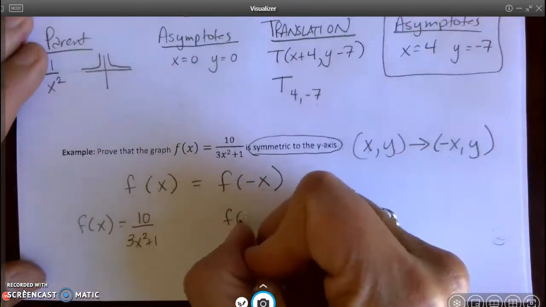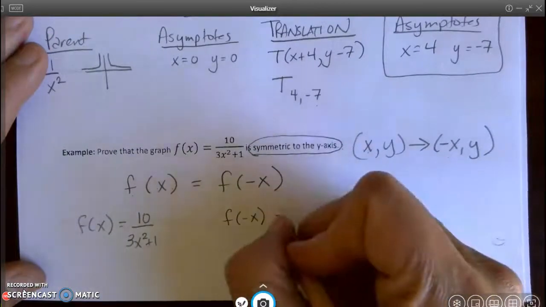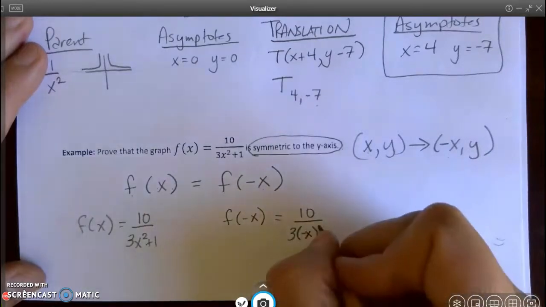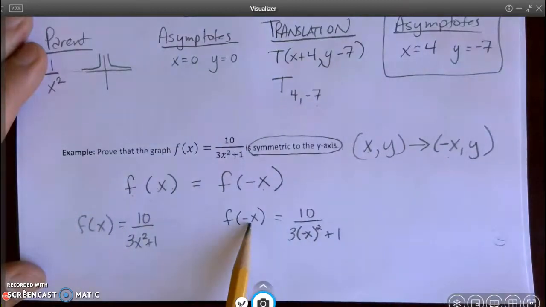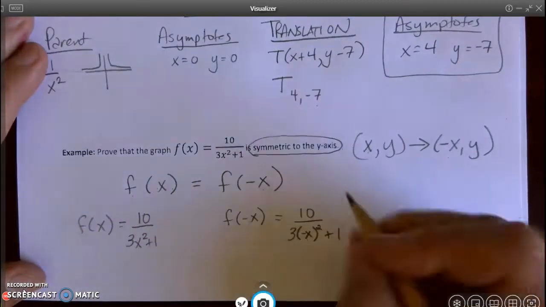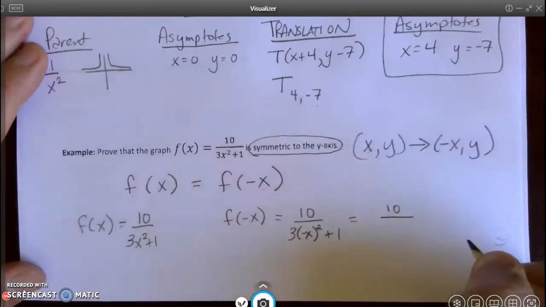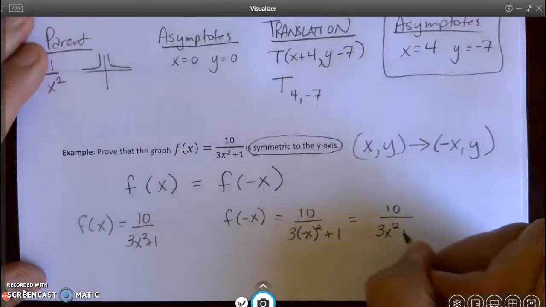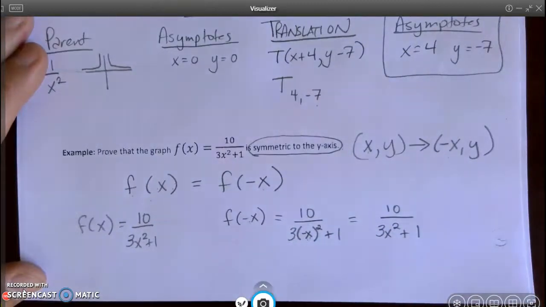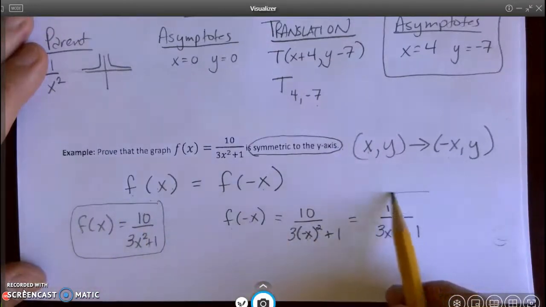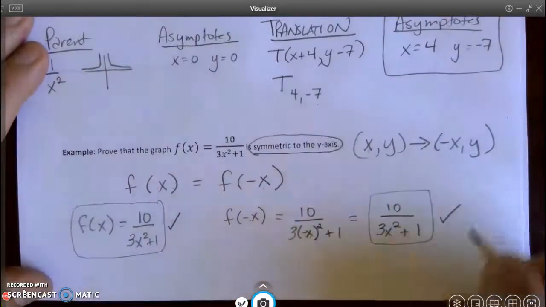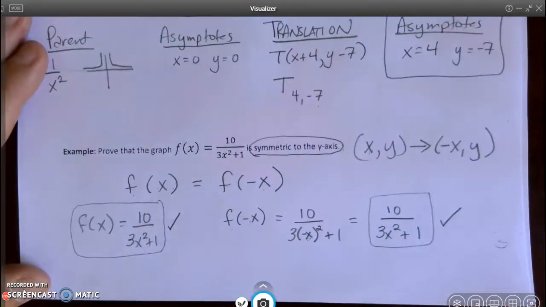Now I need to show what f(-x) is. All right, 10 divided by 3, I would substitute in a negative x there, squared, plus 1. So notice, negative x, negative x. Got to keep solving here. 10 divided by, when you square a negative, it becomes positive, so I just get 3x squared plus 1. Well, look at this. f(x) equals 3x squared plus 1 in the denominator, and f(-x) also equaled 3x squared plus 1. All right? Since they're the same, I have proven that it's symmetric to the y-axis.